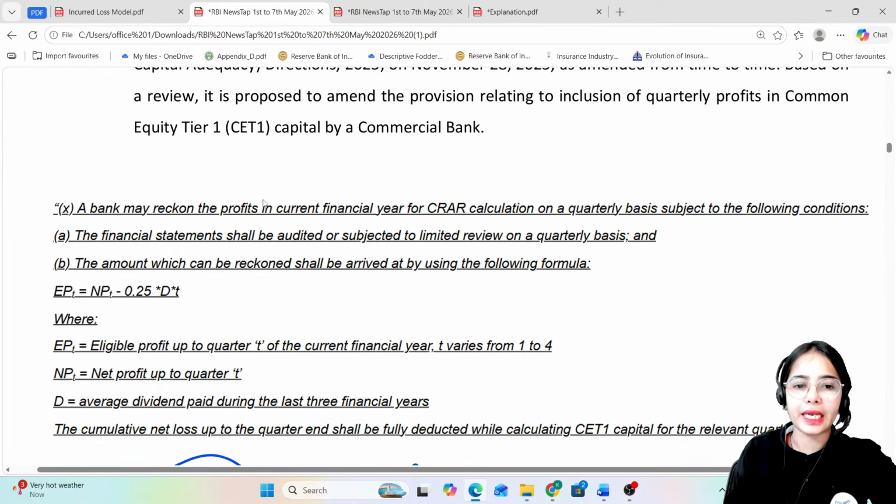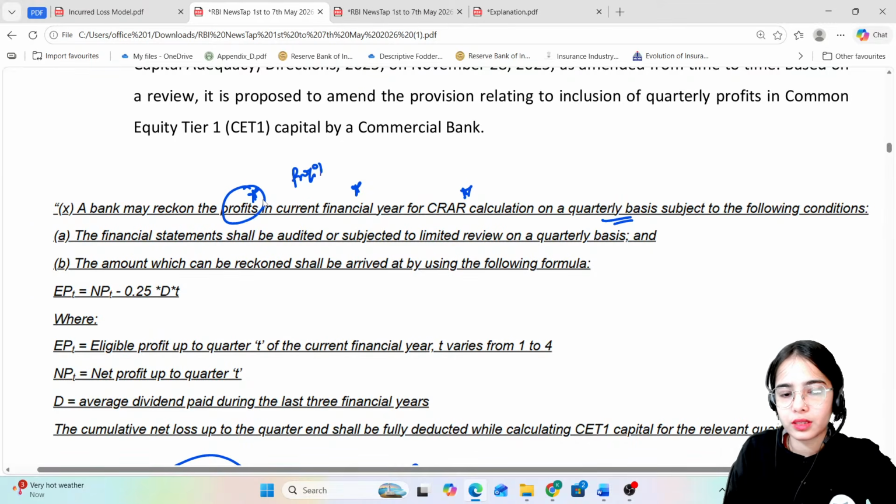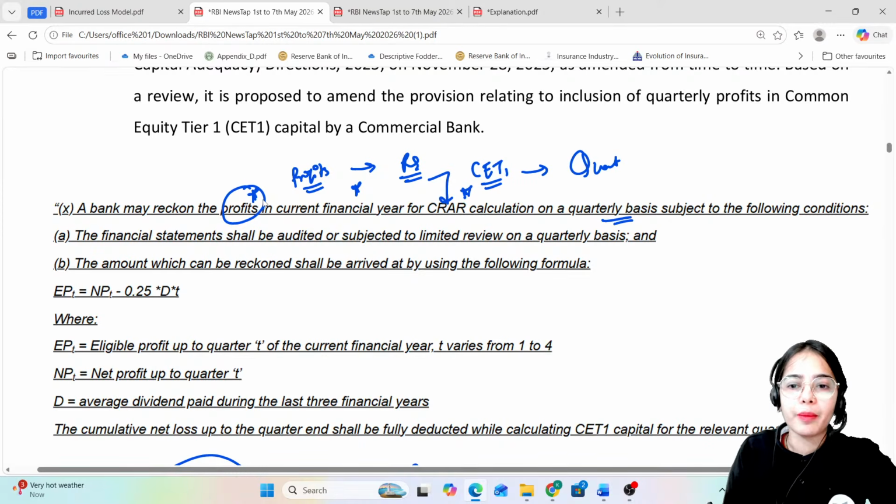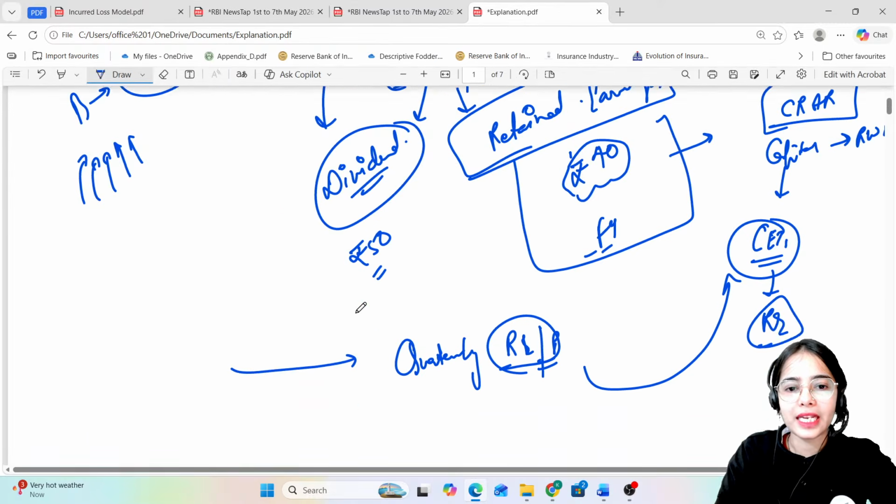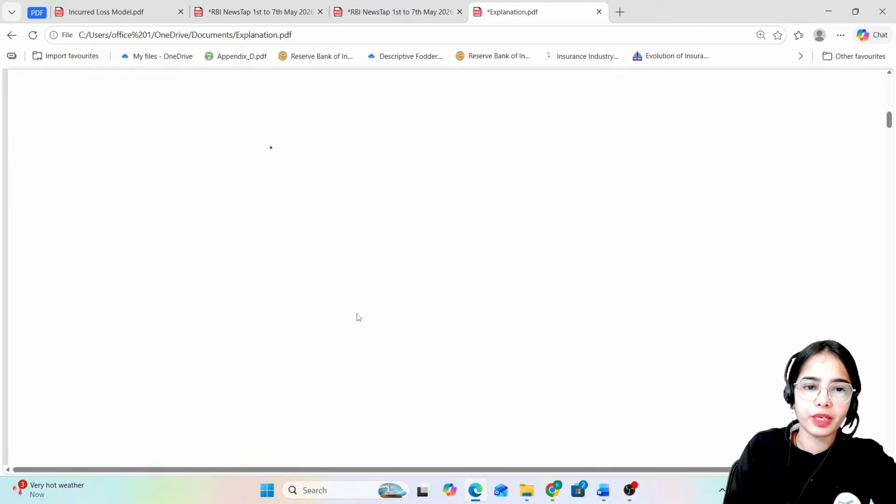So a bank may reckon the profits in the current financial year for CRAR calculation on a quarterly basis. So from the profits, the retained earnings can be added in the CRAR under the common equity tier 1 capital on a quarterly basis. But for the quarterly basis, there is a certain formula that has been provided: what is the eligible profit?